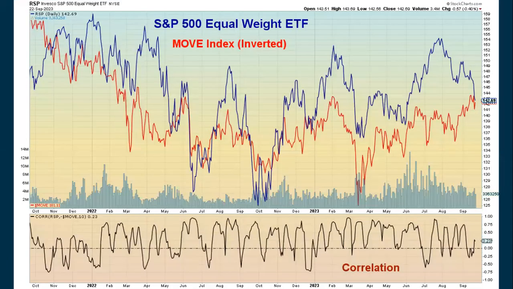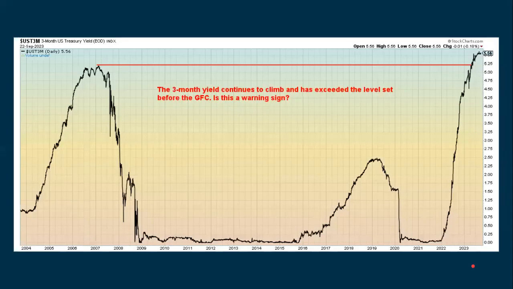Then we look at an equal weight version of the S&P 500. Then we take the MOVE index, which measures the volatility of bonds. We invert that, and we're supposed to get something useful out of this chart. This is a newer chart to me, and I'm still trying to figure this one out. I'm not really getting any insight from this.